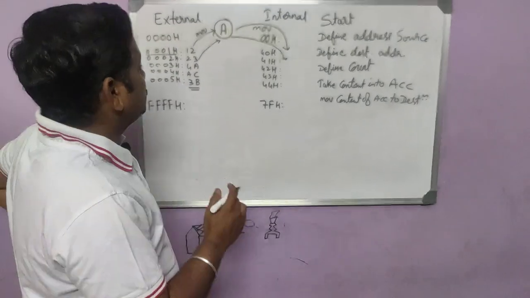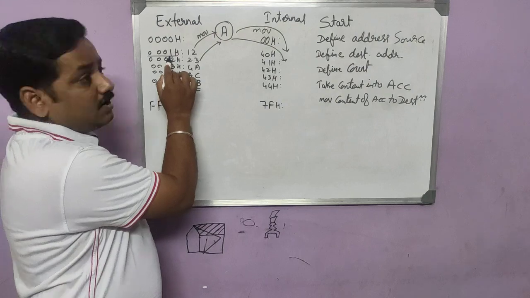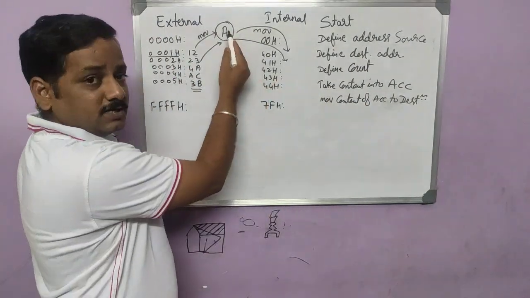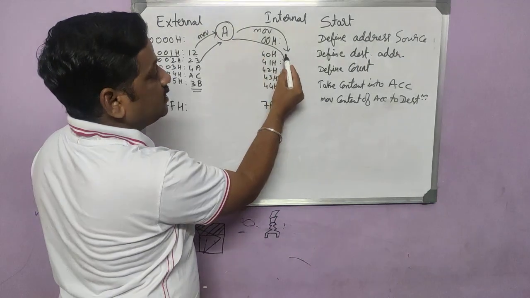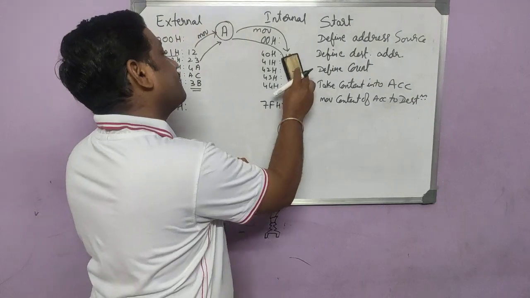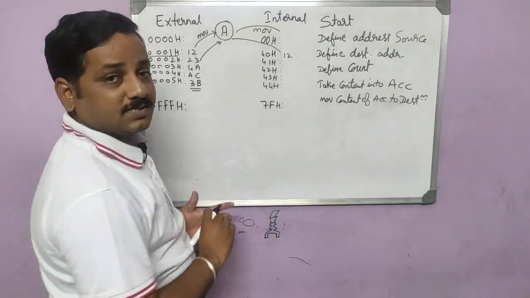I want to do the same thing 5 times. But before that you should think, okay, first I will take the address 0001 and that content is taken to the accumulator. So take that content into the accumulator and then move it to 40H. So I'll get the 12 here. Let me make it clear. So we got 12 here. So the first task is done.